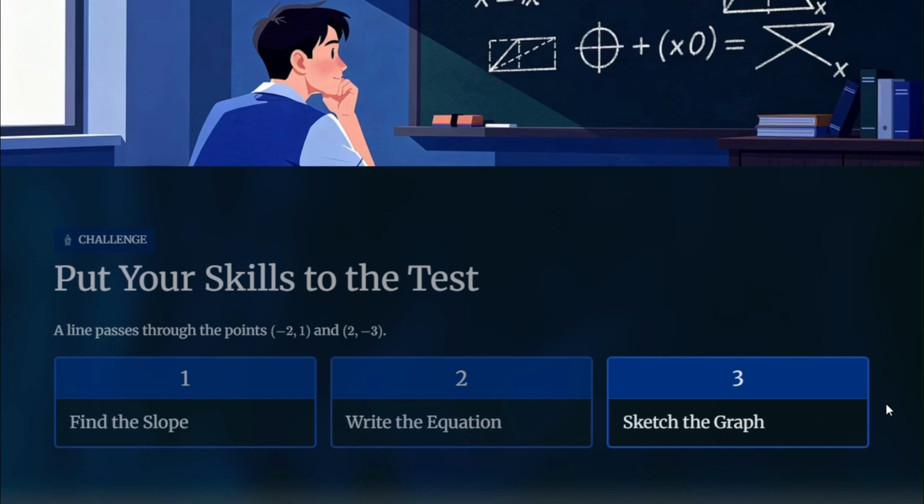If you can move seamlessly between graphs and equations, you've mastered one of the most fundamental skills in algebra. This ability to translate between visual and algebraic representations will serve you throughout your math journey.